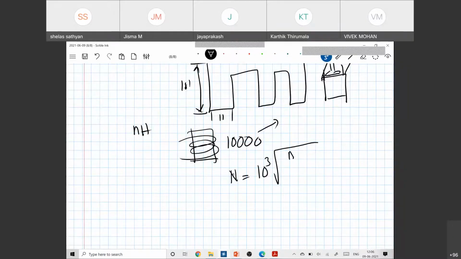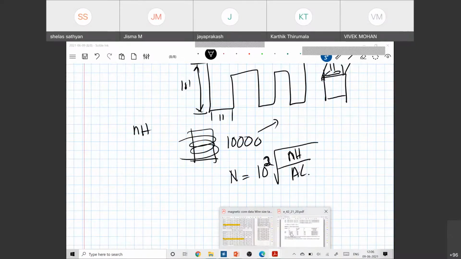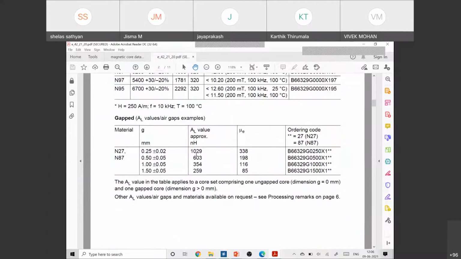What is given in nanohenry means 10 square divided by AL. So this AL value will be given by the manufacturer if it is a gapped core. So you could find out the number of turns for a particular value of the inductance by using the AL value. Then you don't have to do the number of turns calculation which we have seen in the PPT. We can directly find out the number of turns from this AL value itself.